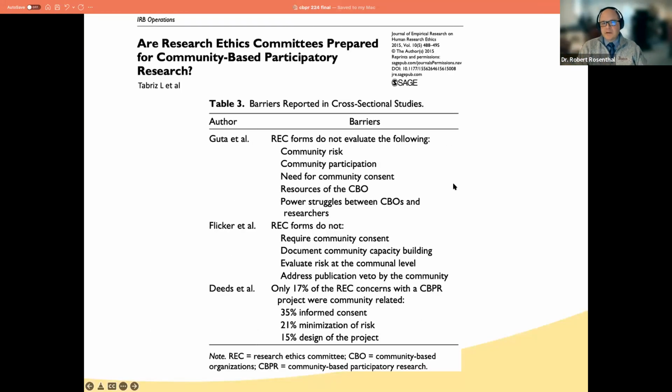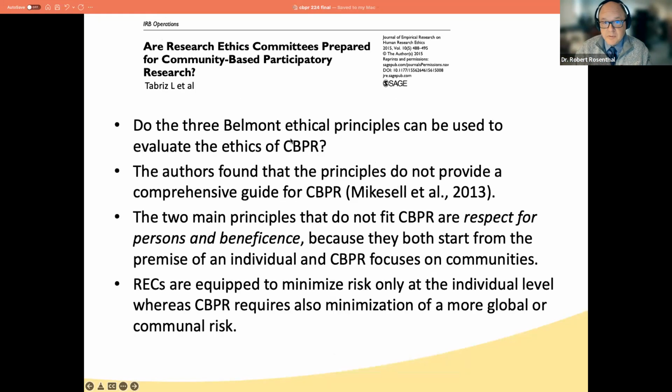This is just an example of three different studies, but let's just look at one of them, studied by Gouda. They looked at IRB forms, and what they found is that the IRB forms don't evaluate the following: community risk, community participation, need for community consent, resources of the community-based organization, and power struggles between the community-based organization and researchers. All these factors are the types of factors that we've already stated before need to be done jointly in order to have success in community-based participatory research.